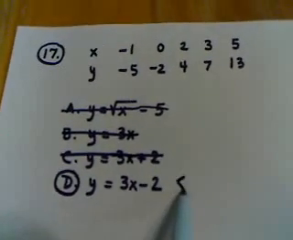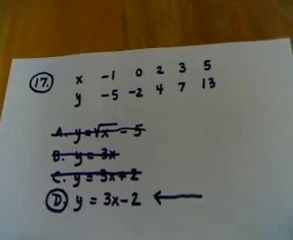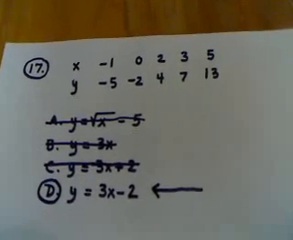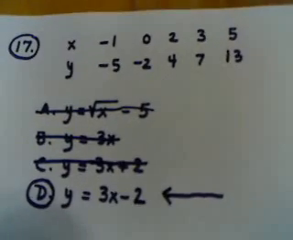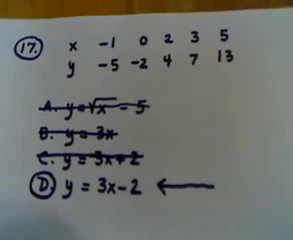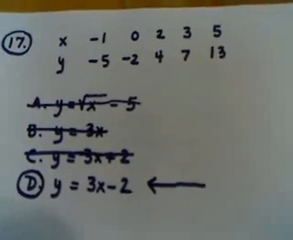So the correct model in question number 17 is choice D. Y equals 3x minus 2 is a function that models the data in the table that's provided.